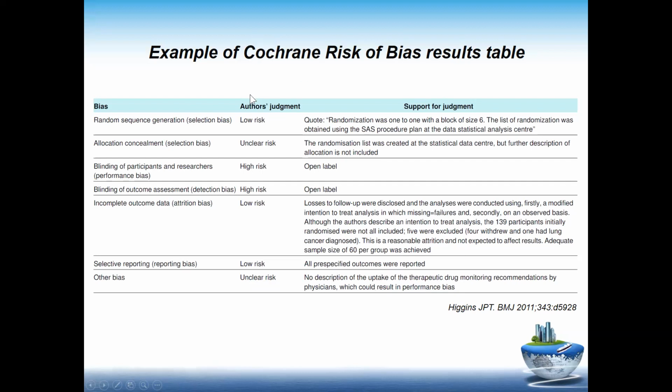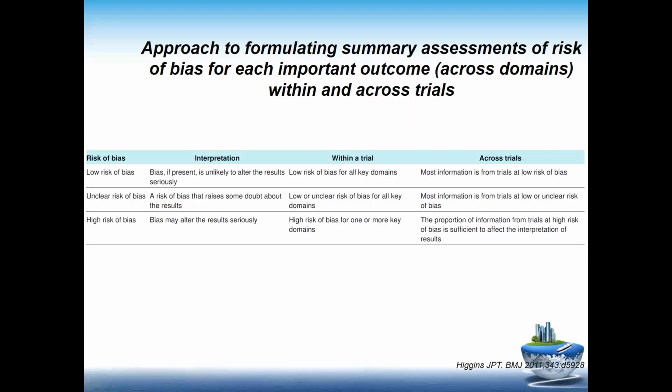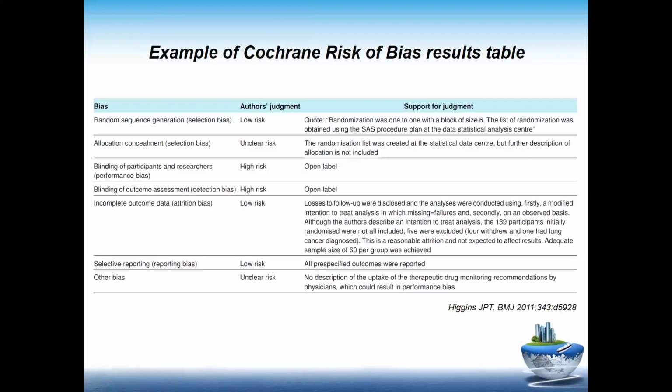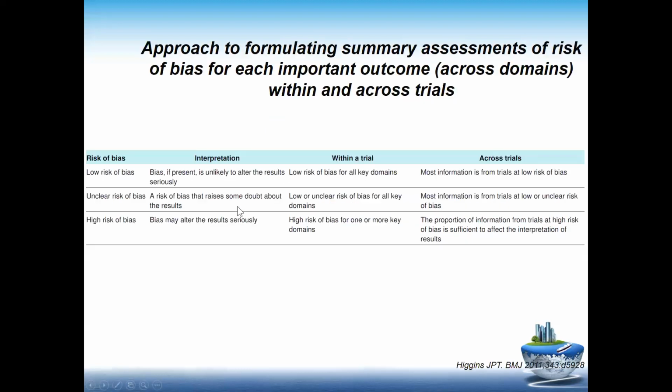So this is the rating, the judgment for each domain. You see for some domains, it's low risk of bias. For some of them, there is high risk of bias. For two of them, there is unclear risk of bias, right? So for this particular study, the summary assessment, I think, will be high risk because two of them are at high risk of bias. Now you may wonder how to draw a summary assessment for each study, and also for all the trials together.